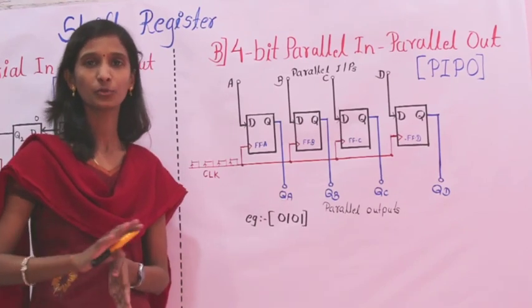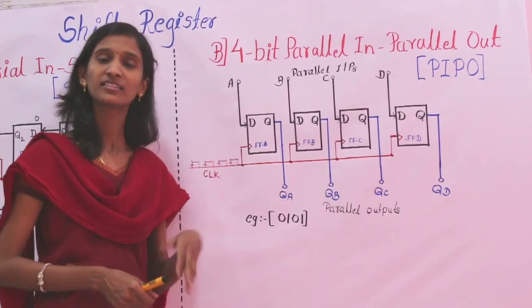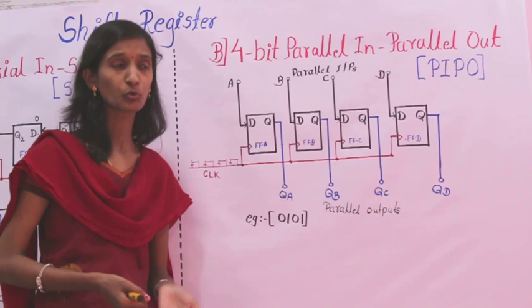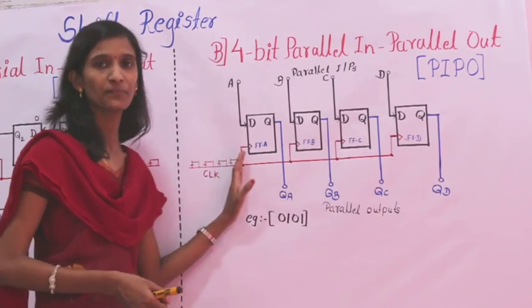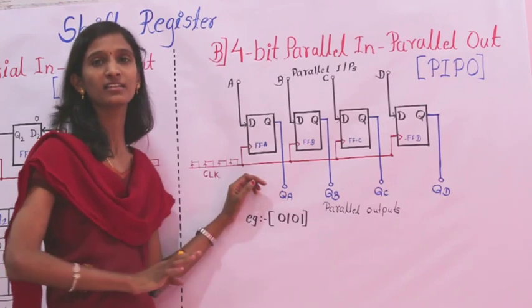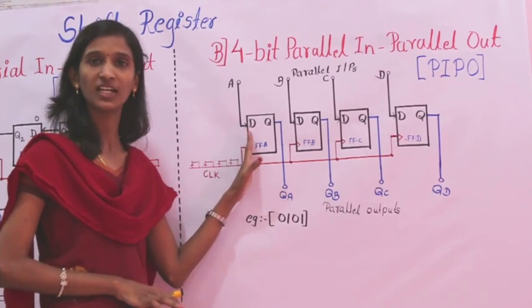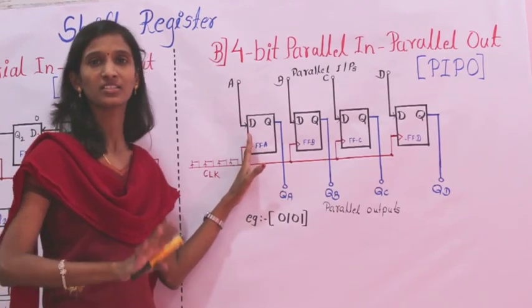If I want to transfer 0 from the D input side, it will immediately give 0 as output at Q. In other flip-flops, for example JK and SR, there are different states like set state, reset state, no change condition, and toggle condition. For those conditions, we cannot use these types of flip-flops in the shift register. Here we can use only D flip-flops, so whatever input I give at the input side is reflected at the output side.